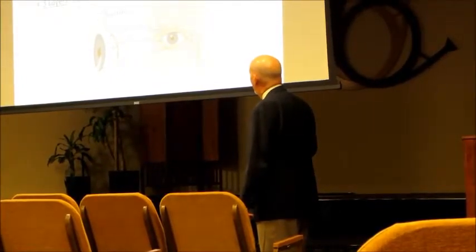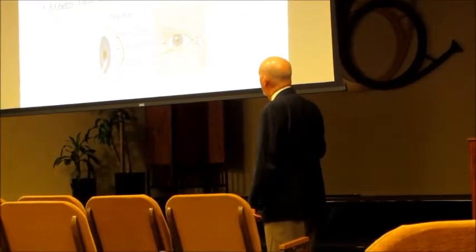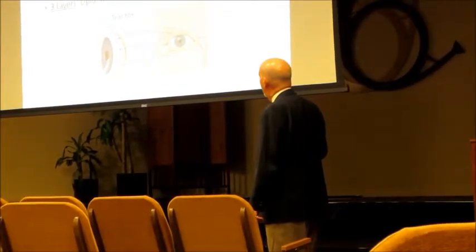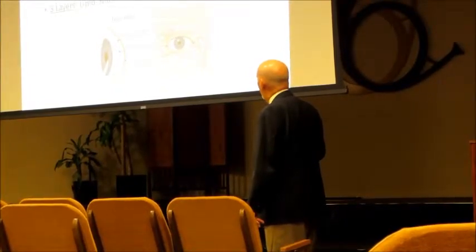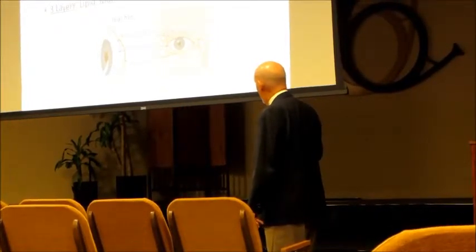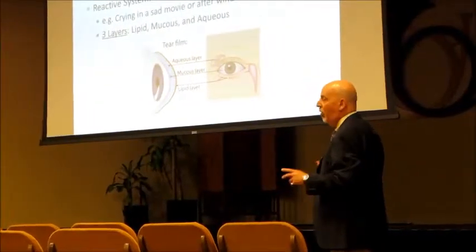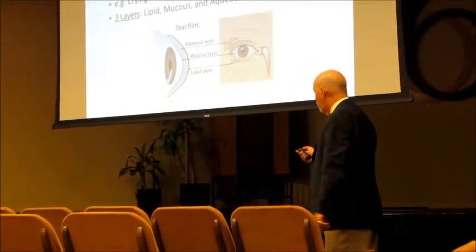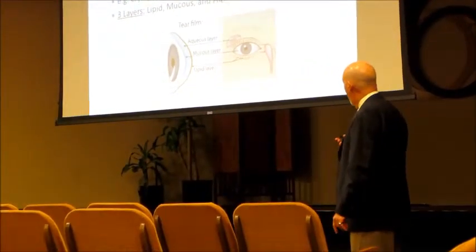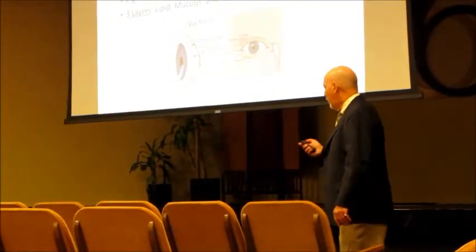This just shows where each of these layers comes from. The lipid layer, the fat layer, comes from glands behind the lashes called meibomian glands. The mucus layer is produced by the white part of the eye, by goblet cells, and the aqueous layer is produced by the lacrimal gland. So these are the three layers. If there's a deficiency in any one of these three layers, you're going to have dry eye. So our goal as eye doctors is to figure out which layer is problematic and then how to treat it.